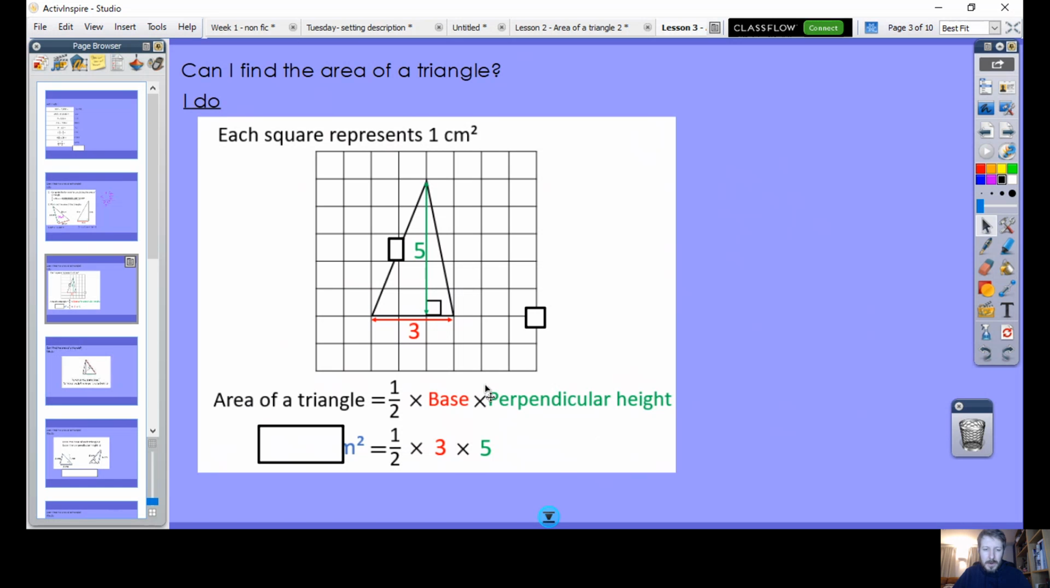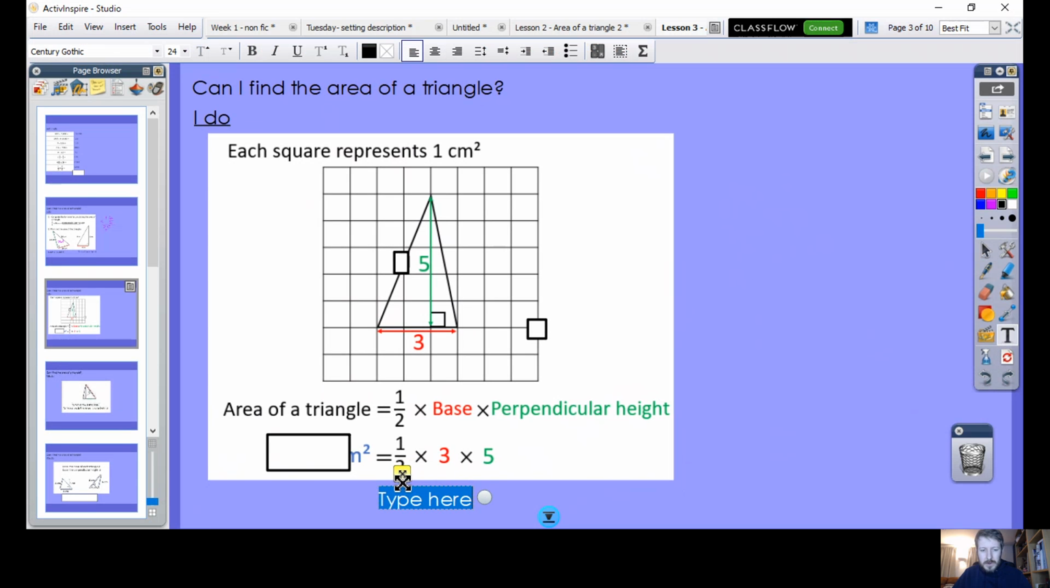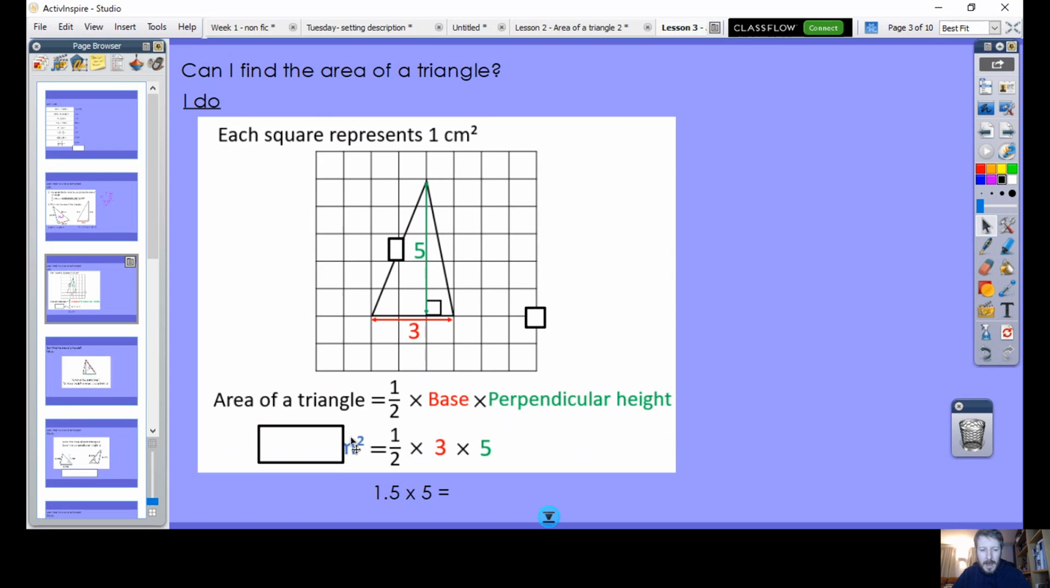Okay, and then what we can do is purely put that into our calculation. So we do half times the base times the perpendicular height. So half times 3 is 1.5, so then we have 1.5 multiplied by 5, and we end up with 7.5. So 5 lots of 1.5, we have 7.5 centimeters squared.